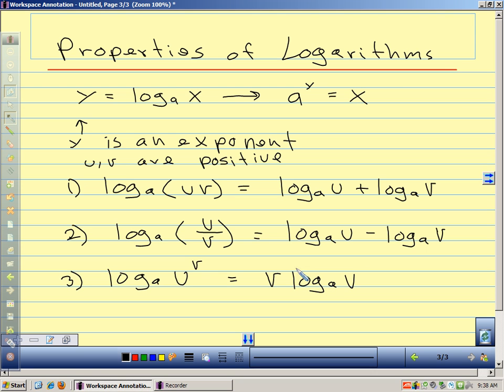So when we raise a number to an exponent, and we raise that whole thing to another exponent, we multiply the exponents. We're multiplying the exponents here. Wait, so is that v log base a of u? V log base a of u, yes. So this exponent here comes down in front. So these are our properties that we're going to use with logarithms to solve problems and to solve equations involving logarithms.